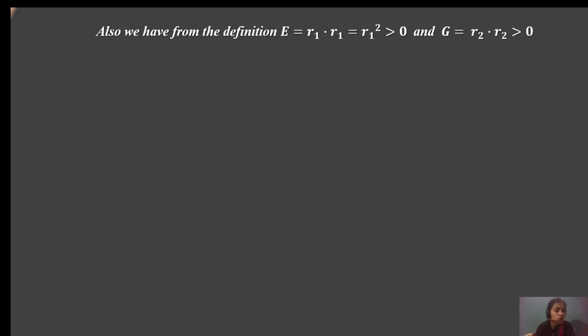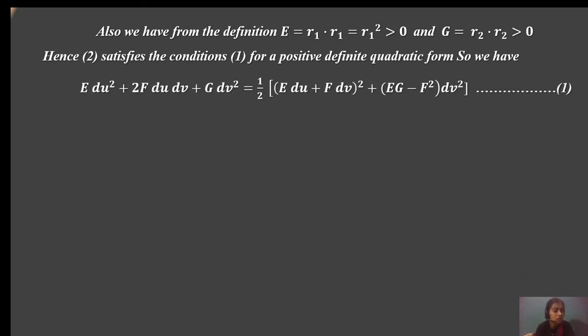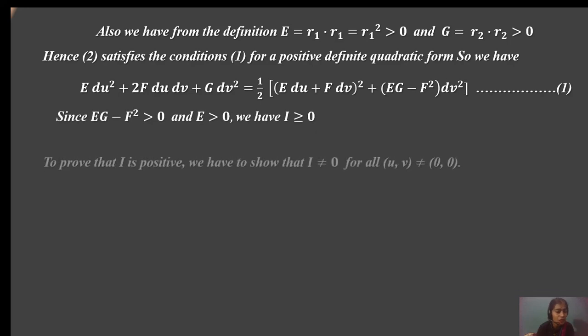Also, from the definition of E, r1 into r1 equals r1 square, which is greater than 0, and G equals r2 into r2, which is greater than 0. Hence equation 2 satisfies the conditions for a positive definite quadratic form. So we get E du square plus 2F du dv plus G dv square. Then, taking E common, the form becomes E times (E du plus F dv) whole square plus (EG minus F square) dv square.